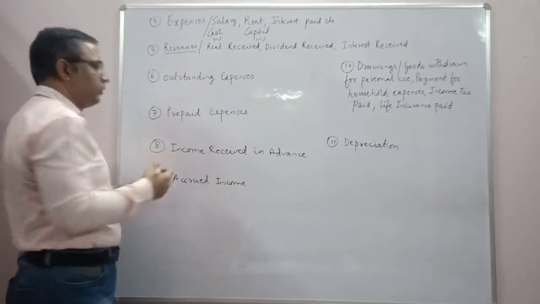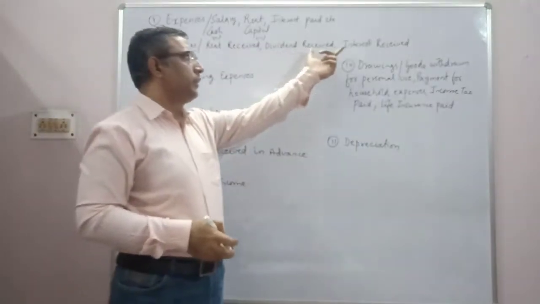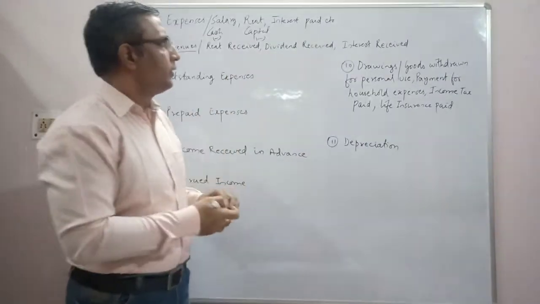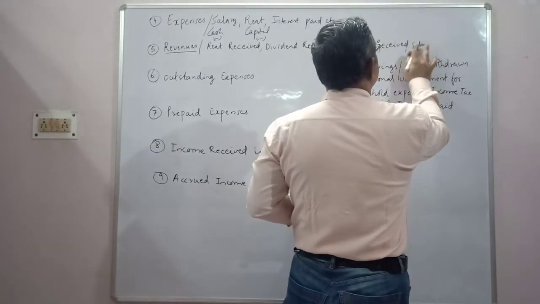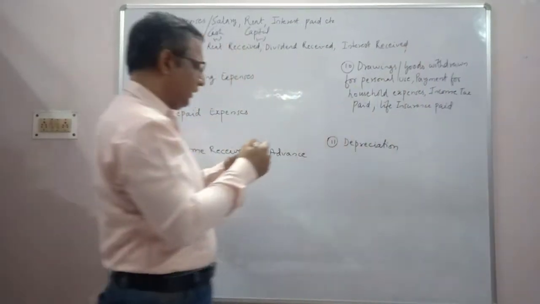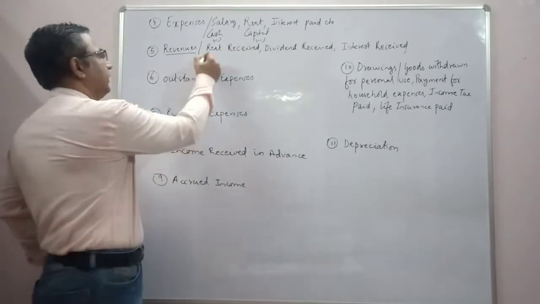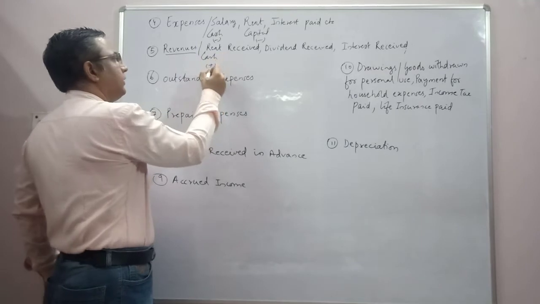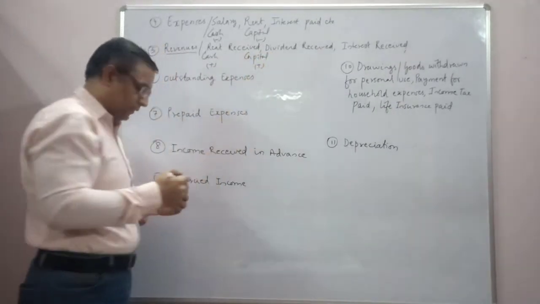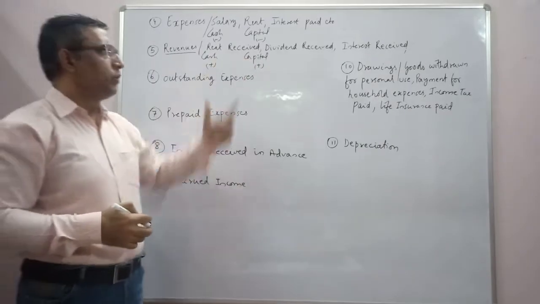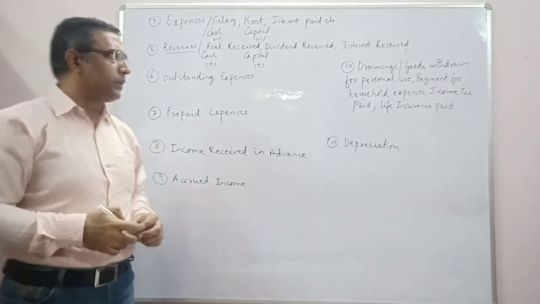When we talk about revenues, examples are rent received, dividend received, interest received, sales. These are the revenue. This is the income, cash is coming into the business. Cash will increase as well as capital is going to increase. Both will increase. It is going to affect both cash as well as capital.